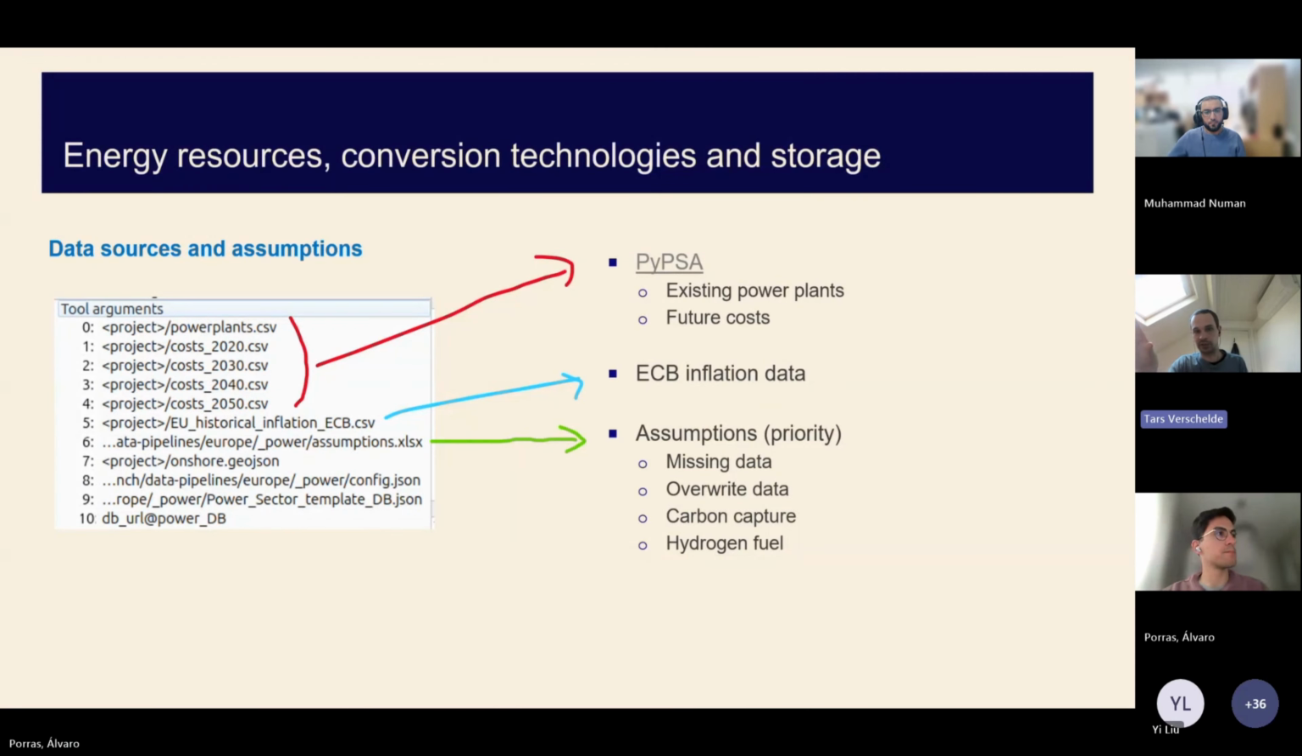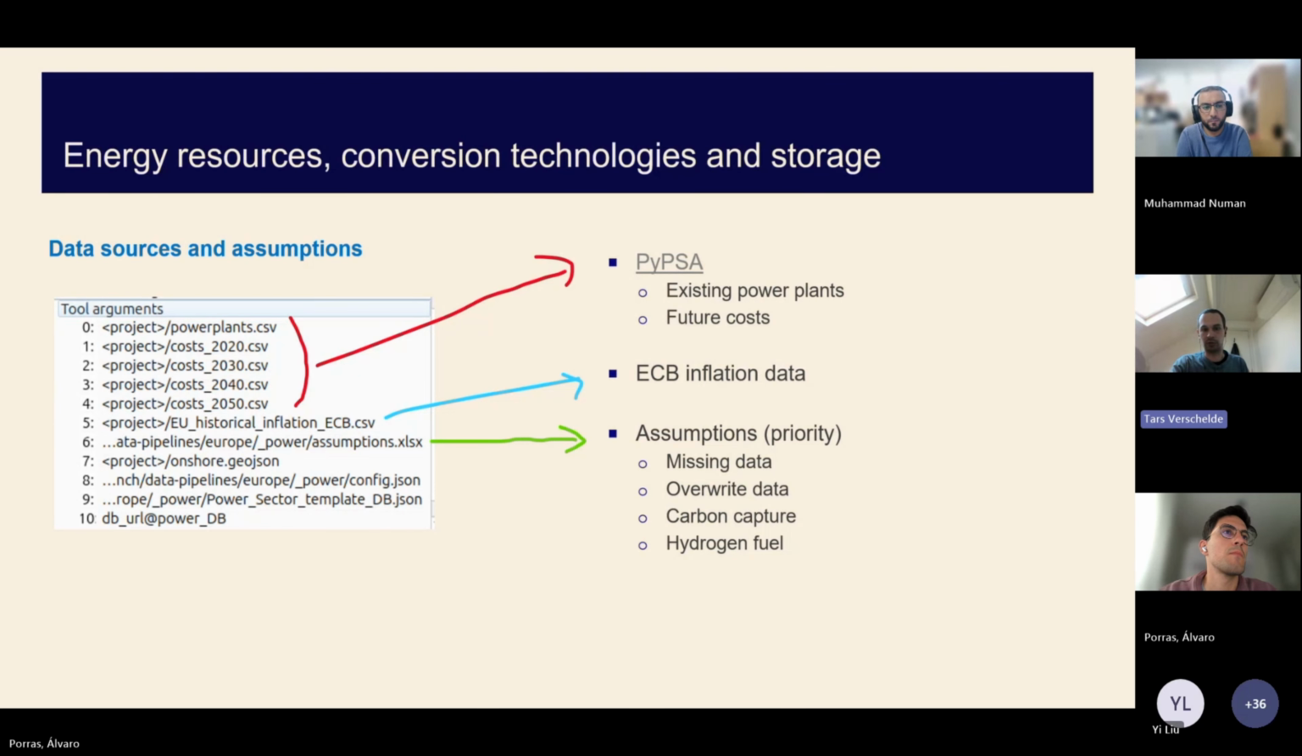So I already said it's from PIPSA, where we use the power plant matching file for the existing power plants, and we use the technology data repository for the future costs. And then with the inflation data, we then adjust all of these costs and numbers. Now the PIPSA data is very nice and very good to have, but there are sometimes some issues with using that.